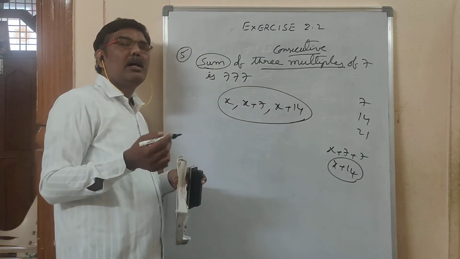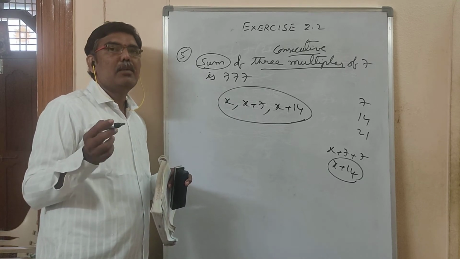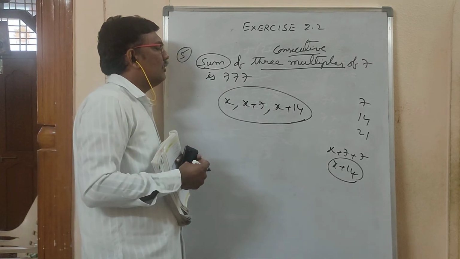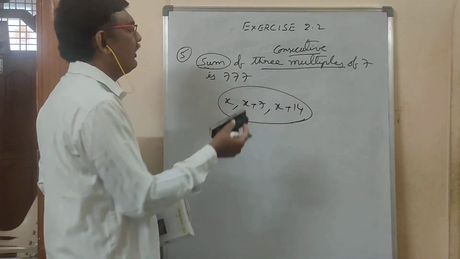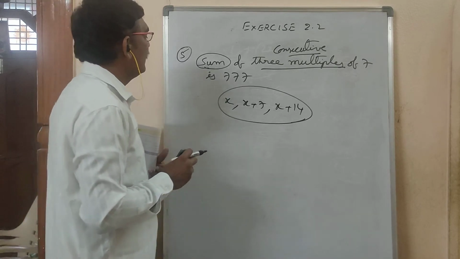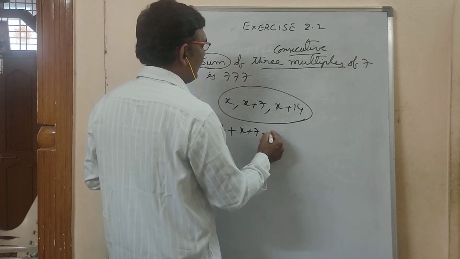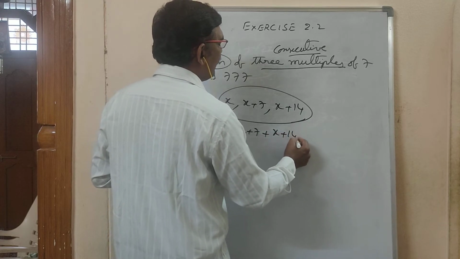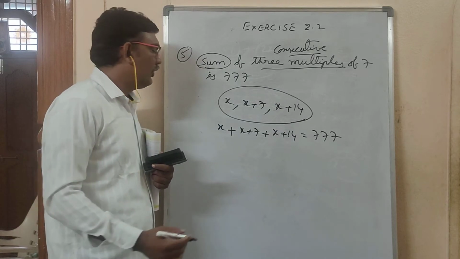What are these 3? These 3 are called multiples of 7. So these 3, if you add, sum means what you have to do? Should do addition. So what you will get is x plus 7 plus x plus 14 is equal to 777. Then what you have to do?